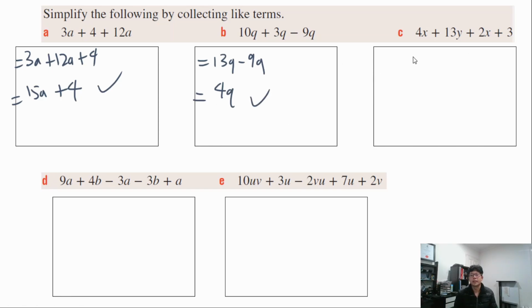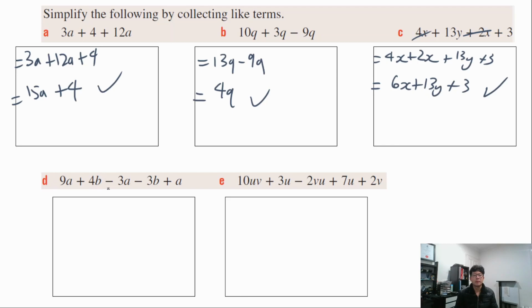Alright, now moving on to the next one, we have 4x plus 13y plus 2x plus 3. Start off by collecting the like terms again. Cross off the ones we use. Plus 13y plus 3. 4x plus 2x gives us 6x plus 13y plus 3. Give yourself a tick if you got that one correct.